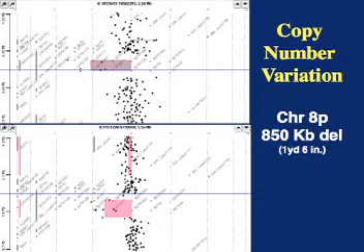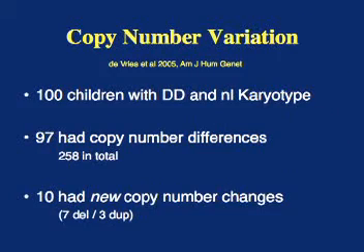abnormal development or function. In a large study of children with developmental disabilities and karyotypically normal chromosomes, microarray analysis was used to look for small deletions or duplications. In this study, they used a different technique than we described here that was not as high a resolution, but it did cover the entire genome. Out of the 100 children in the study, 97 of them were found to have some sort of copy number change.